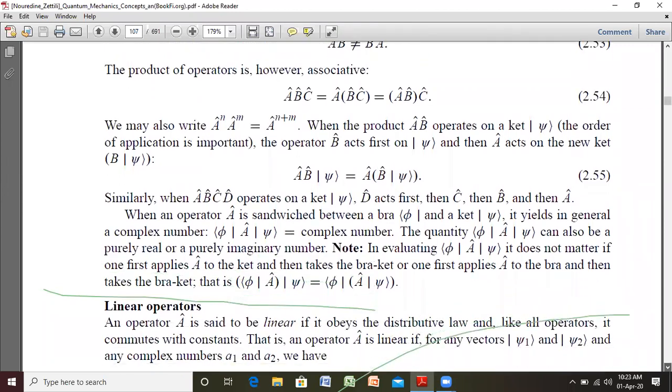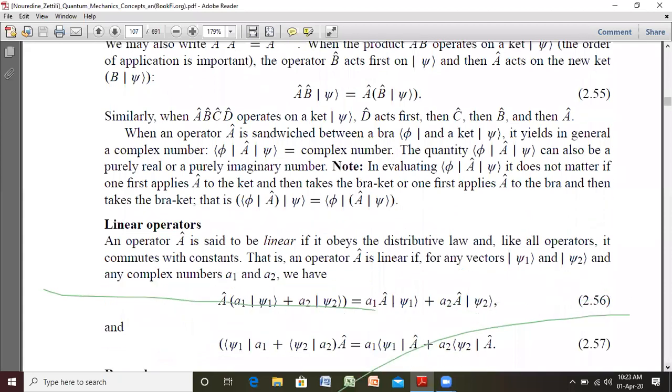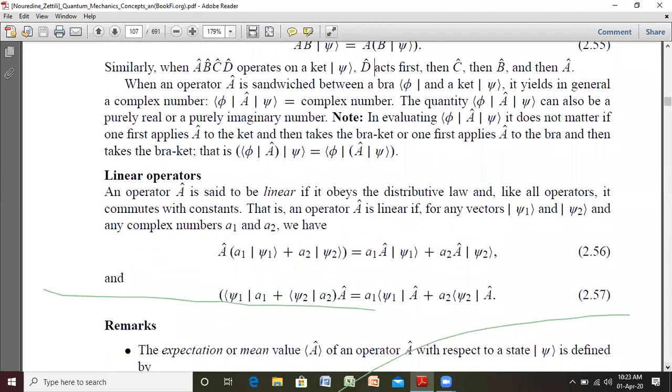Okay, then we define linear operators. What are linear operators? Linear operators are those operators which have the distributive property. Distributive property means that, let's say we have not a single state, but two states, psi 1 and psi 2, and there is a linear combination, meaning the sum of the two states with multiplication by some scalar values. A1 and A2 are the scalar values.